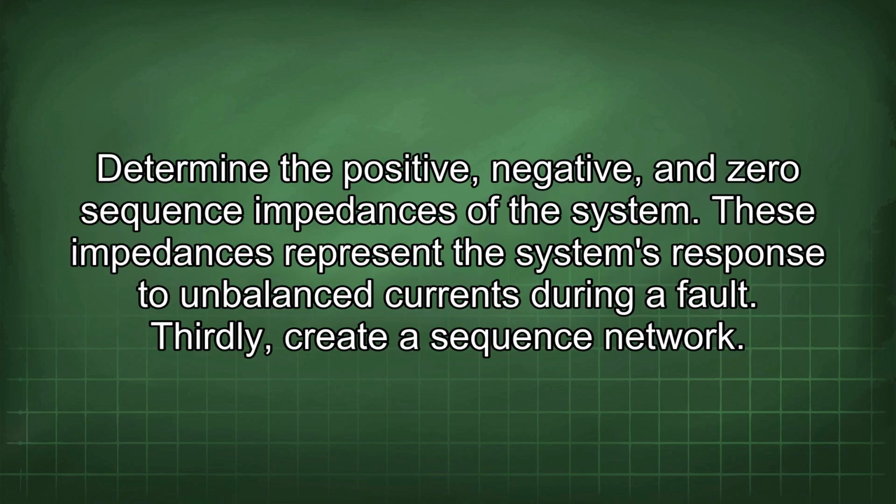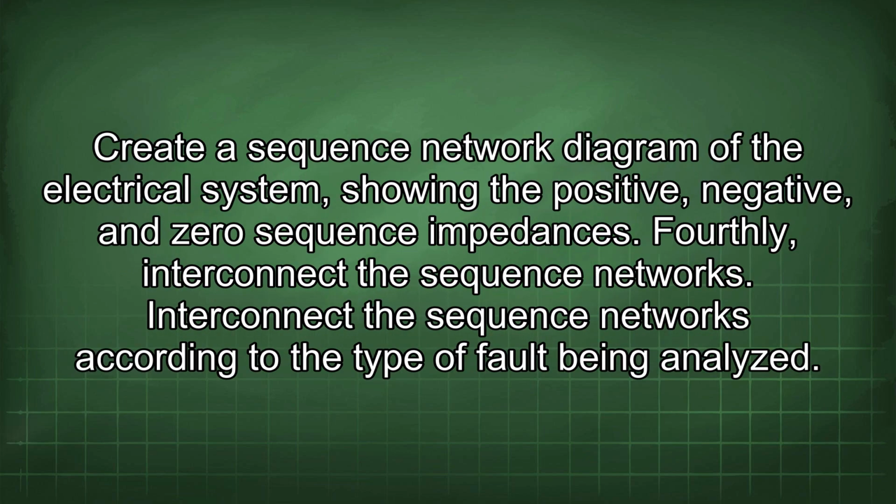Secondly, determine the sequence impedances. Determine the positive, negative, and zero sequence impedances of the system. These impedances represent the system's response to unbalanced currents during a fault. Thirdly, create a sequence network. Create a sequence network diagram of the electrical system showing the positive, negative, and zero sequence impedances.